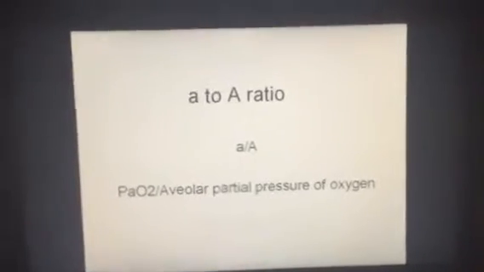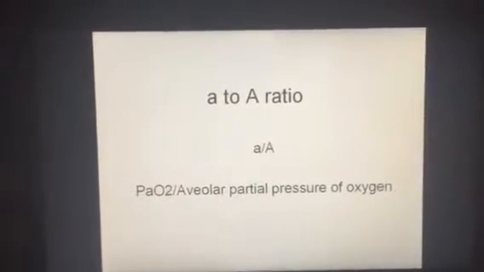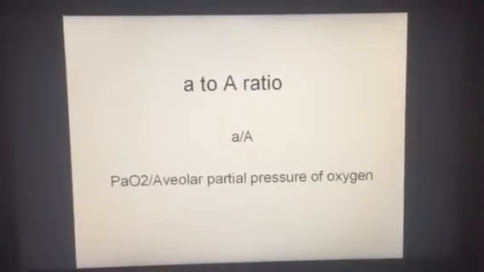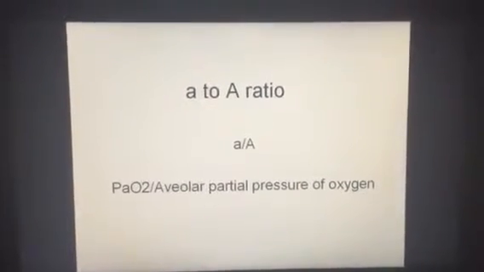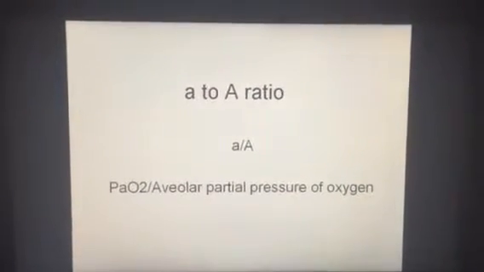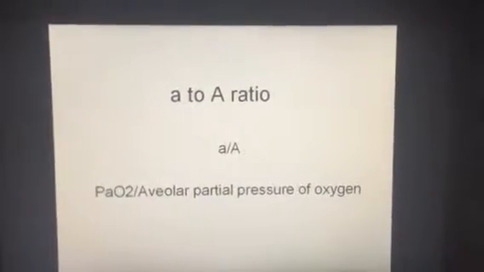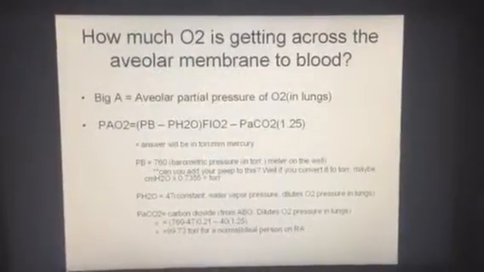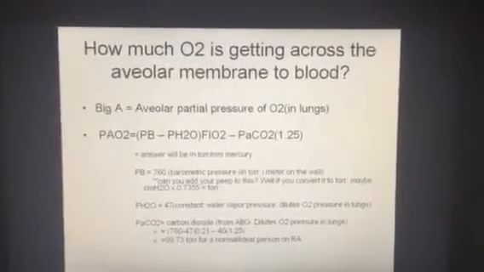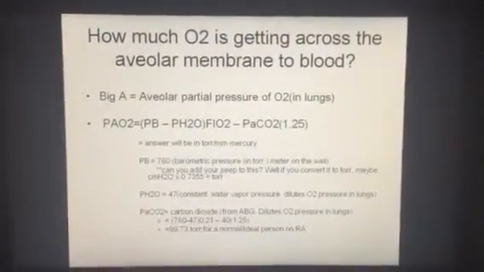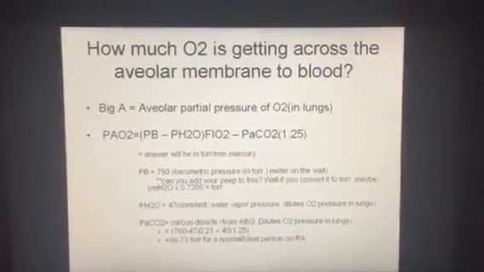Okay, the A to A ratio is the little a to the big A. And that's the PaO2, which comes from blood gas, and the alveolar partial pressure of oxygen, which is the oxygen on the inside of your lung, and they're both measured in torr. So what they show is basically, when you compare these two numbers, how much oxygen that's in the lung is getting across the alveolar membrane.